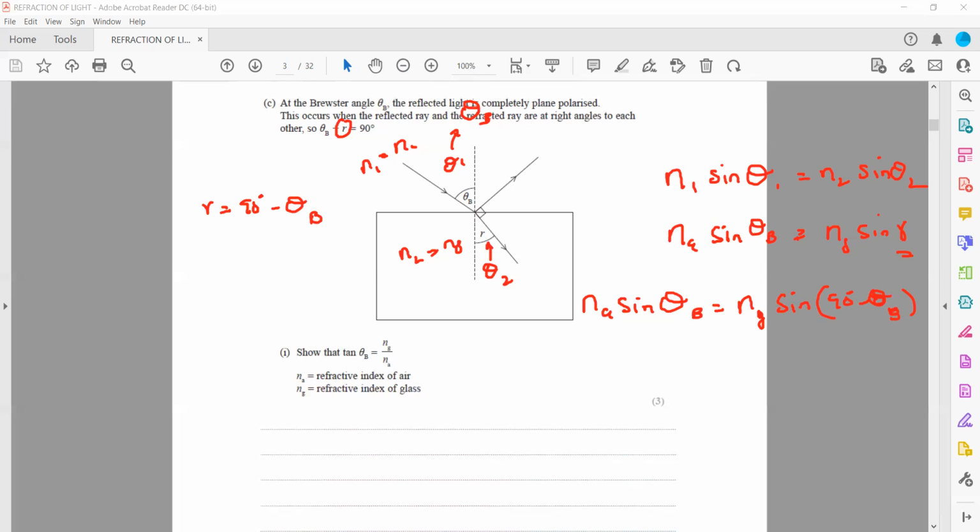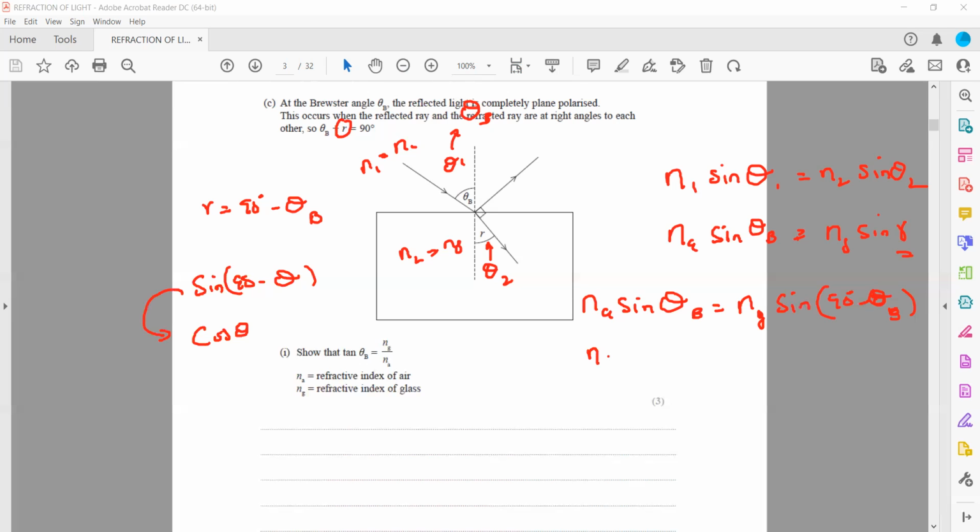When we simplify this, sine 90 minus theta is equal to cos theta. Like if there is sine 90 minus theta, what will we get? We'll get the value for cosine theta. This is a trigonometric formula relation.